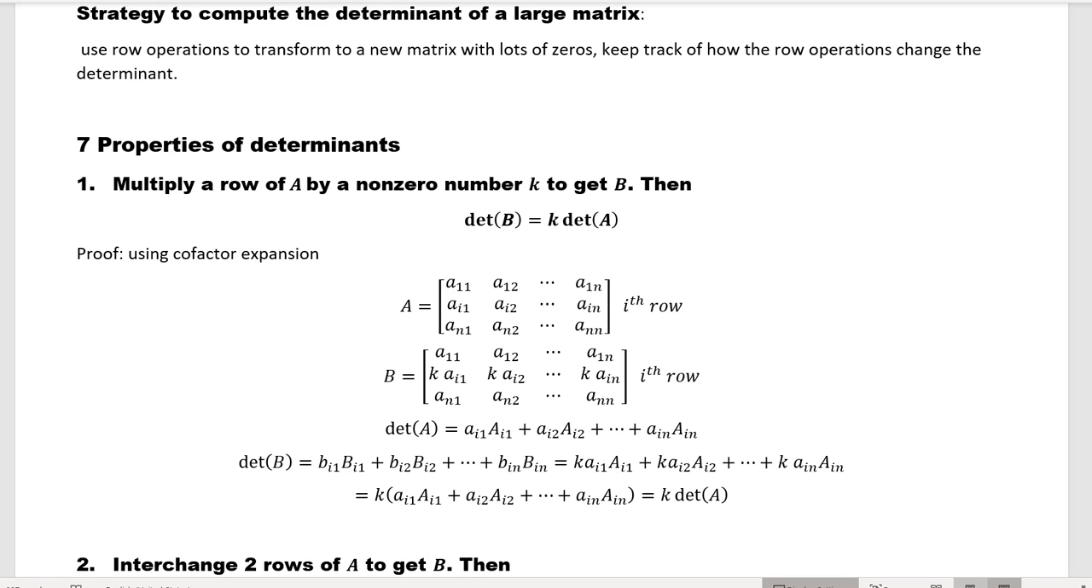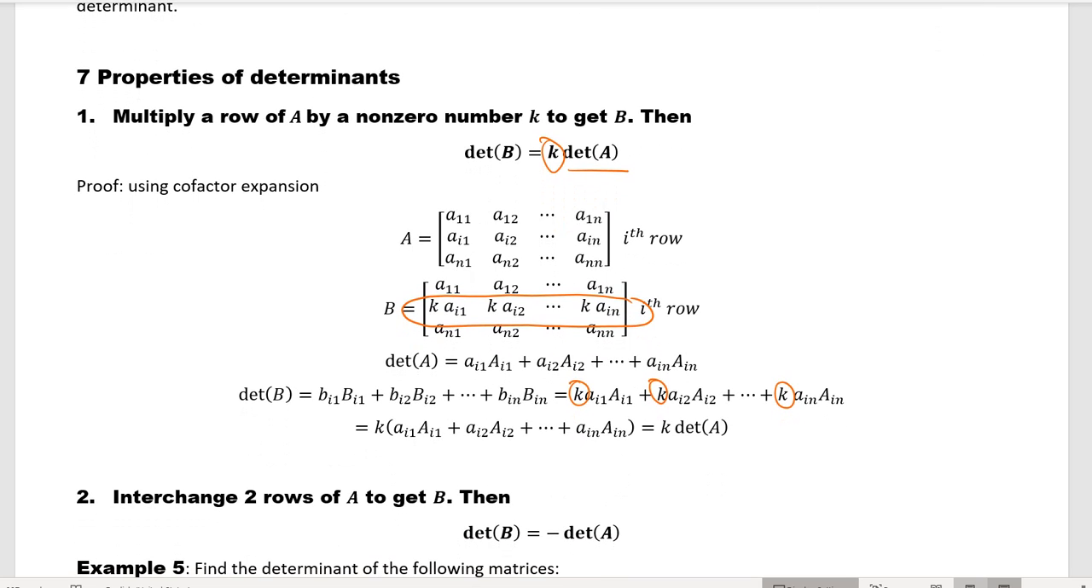Number 1, multiply a row of A by a non-zero number K to get B. Then the determinant of B is gonna be K times the determinant of A. Because if you picked that row for the cofactor expansion, you will realize that all the entries in that row have the factor K, you can factor it out, and then you just get the determinant of A. So this is the first property: multiply a row of A by a non-zero number K, then the determinant is K times the determinant of the original matrix.